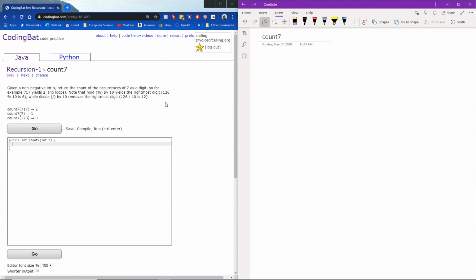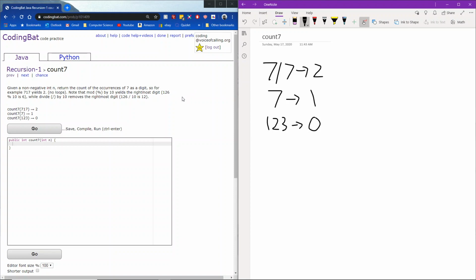Okay, so when n equals 717, as I said before, there's 2 7s, which should just return 2. When it's 7, there's 1 7, so that will return 1. And then when it's 123, there are no 7s, so that will return 0. So how do we do this?